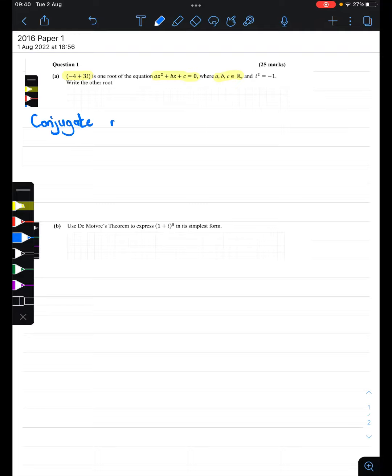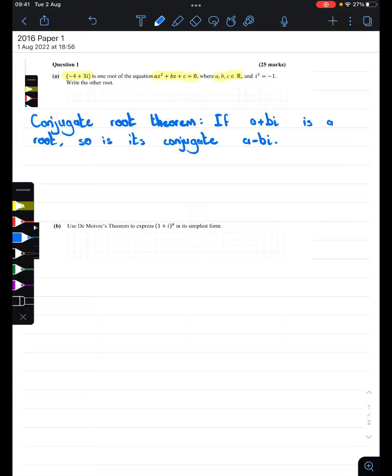Conjugate root theorem, where if a complex number is a root, if a plus bi is a root, so is its conjugate, a minus bi. Now this is just something that you need to know to do this question.